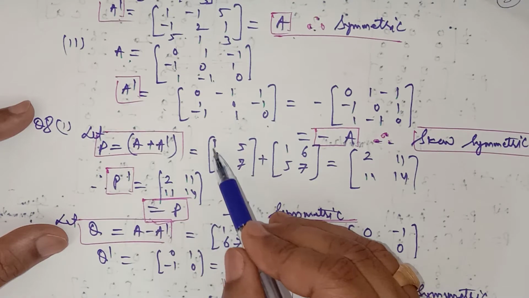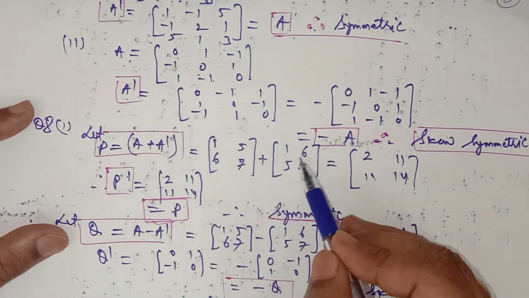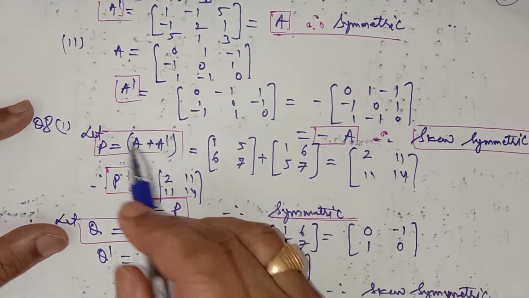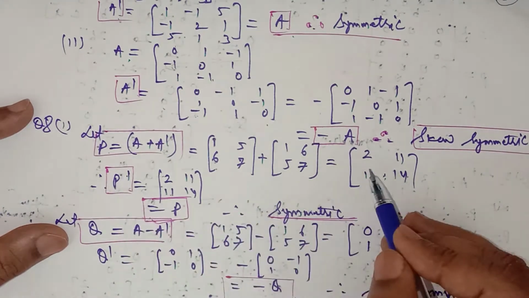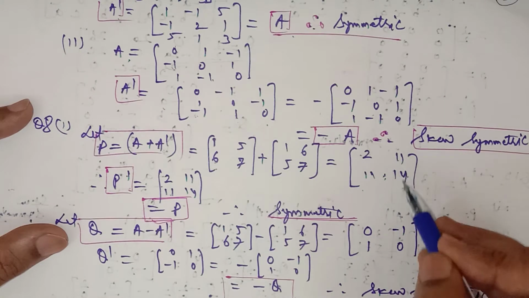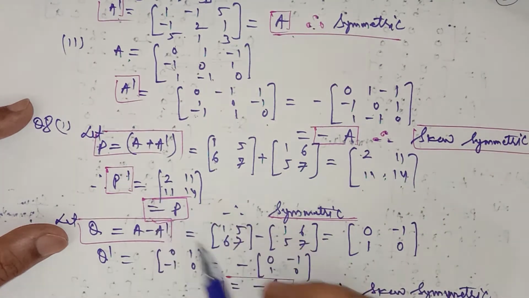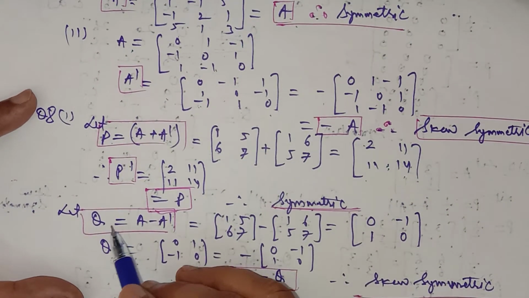So what is A? It is given: 1 5 6 7, and A transpose. You can find the transpose of this and add it to this. So this is the matrix P. Now you have to prove that this is symmetric. Find the transpose of this: 2 11 11 14, which is the same as P, so it is a symmetric matrix.